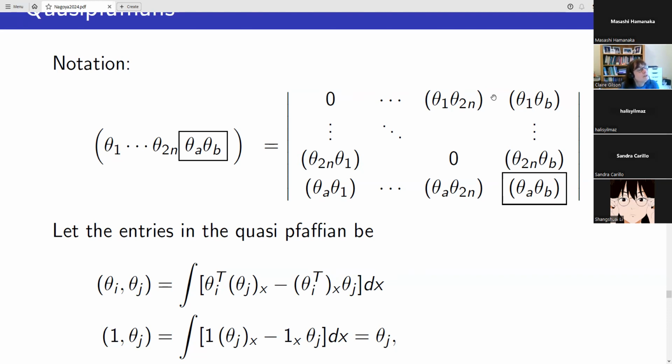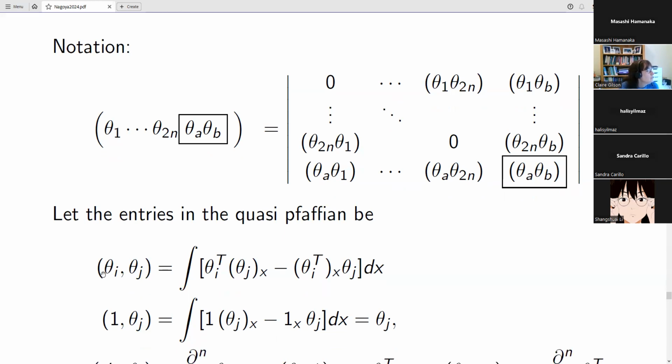Okay, so this quasi-Pfaffian has columns that have integrals in them. So just looking at the entries, the last column has the integrals in it, and the last row has the integrals in it as well. But the point is that the theta here is a theta b, and the theta here is a theta a. So they're different from one another, and that gives you the structure of the quasi-Pfaffian.